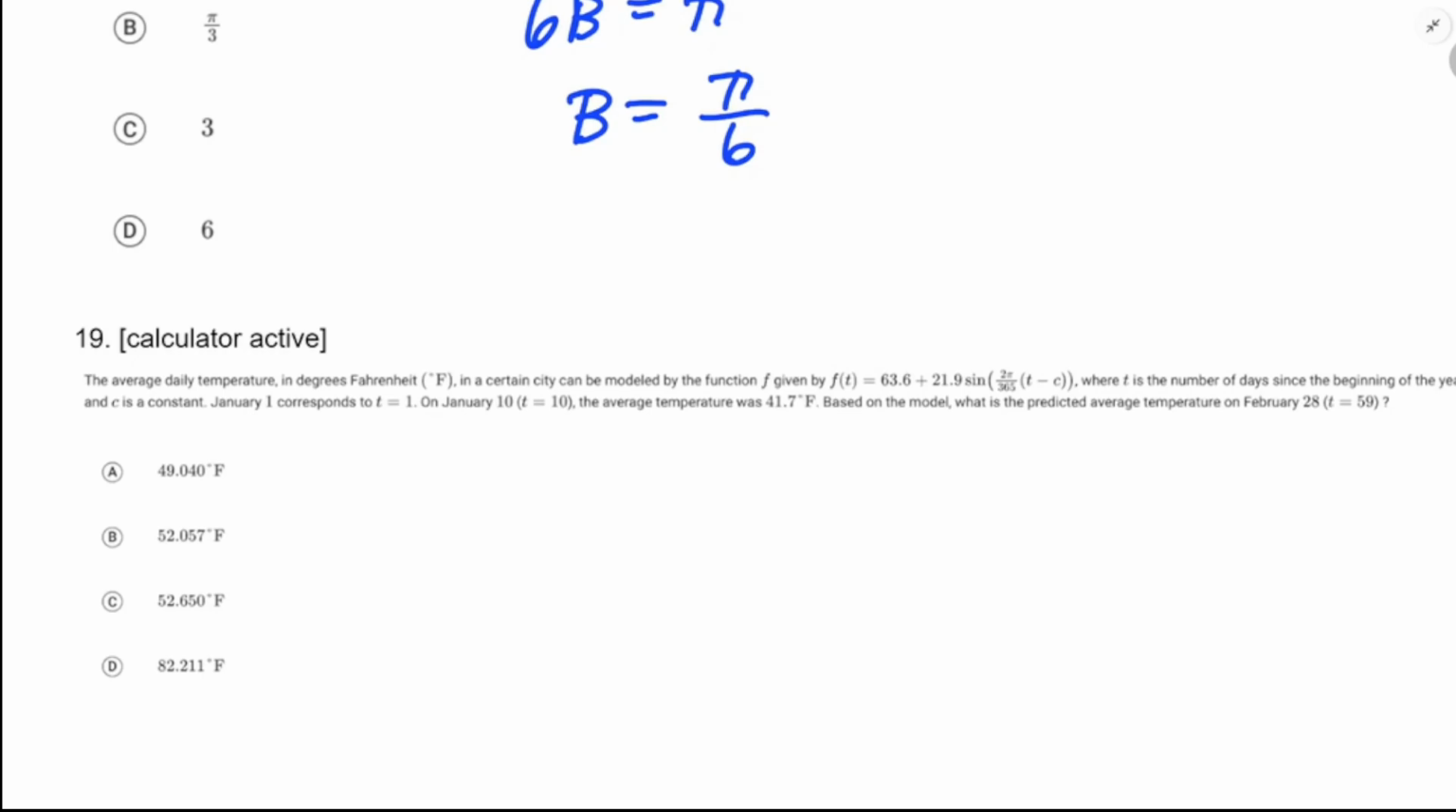All right, the average daily temperature in degrees Fahrenheit in a certain city can be modeled by F, which is this thing that I'm going to probably be typing into the calculator. Oh wait, t is the number of days since the beginning of the year, and C is a constant. January 1st corresponds to t equals 1. On January 10th, the average temperature was 41.7. Based on the model, what's the predicted average temperature on February 28th, which is t equals 59?